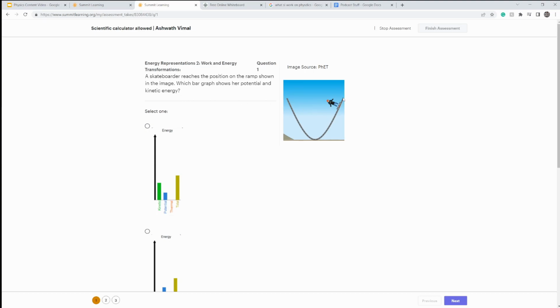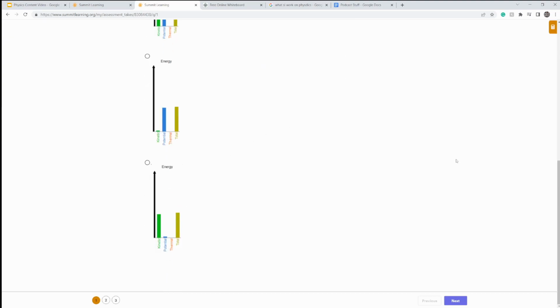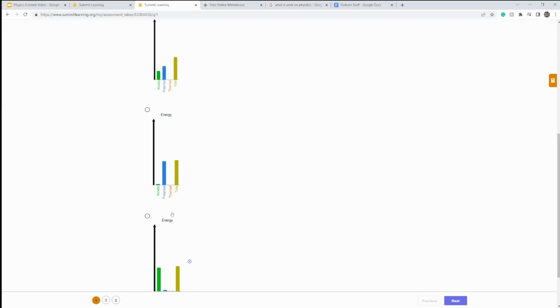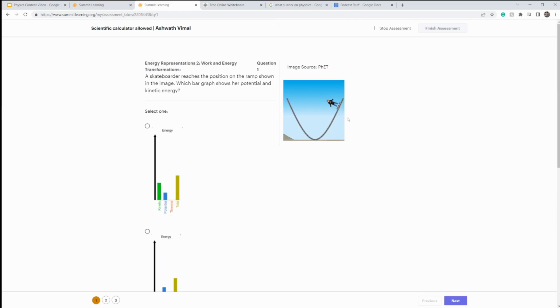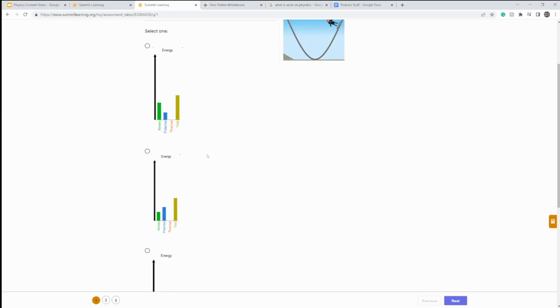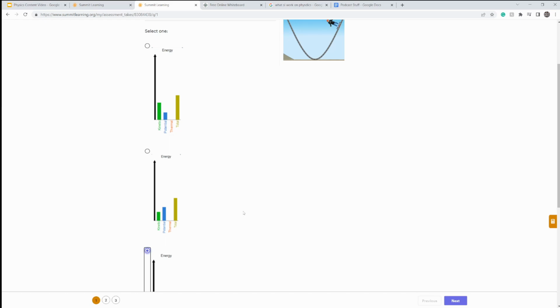So when the skater's at the top, it has to have higher potential energy than kinetic energy. So we can cross out A, and we can cross out D. So we're left with B and C. We know at the top it has the most potential energy, so the potential energy should pretty much equal the total energy. Here, clearly, it's not like that. It's more even. So it would be here. Very little kinetic energy because that's the top. It has the potential to have a lot of kinetic energy as it goes down, but it doesn't have a lot of it yet.